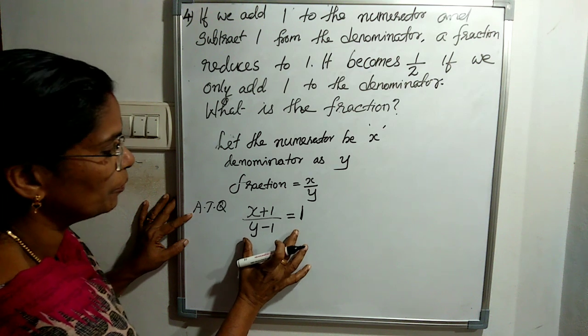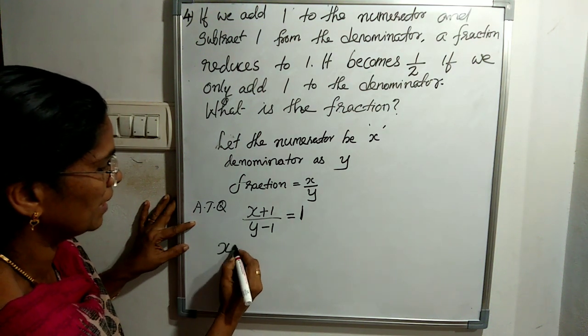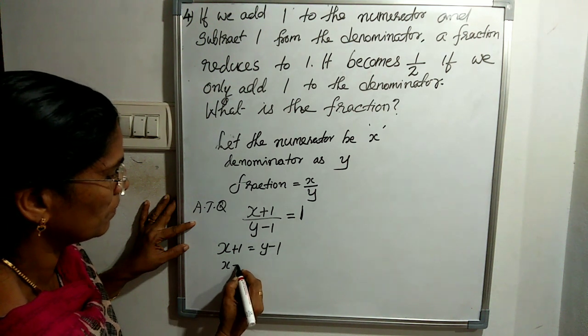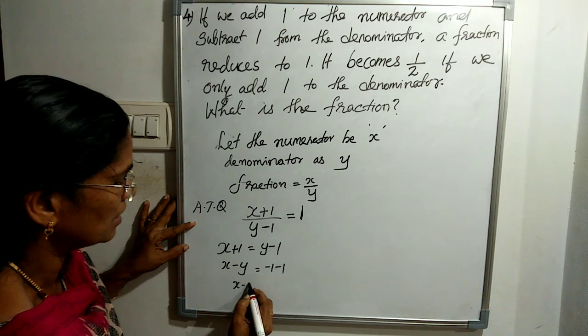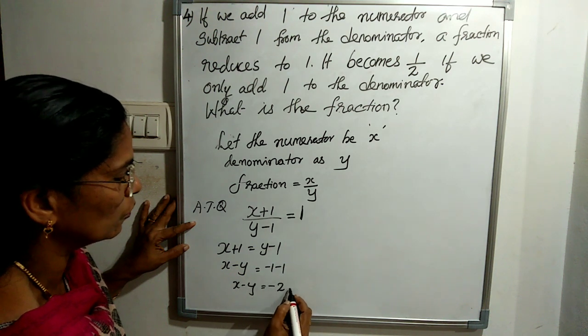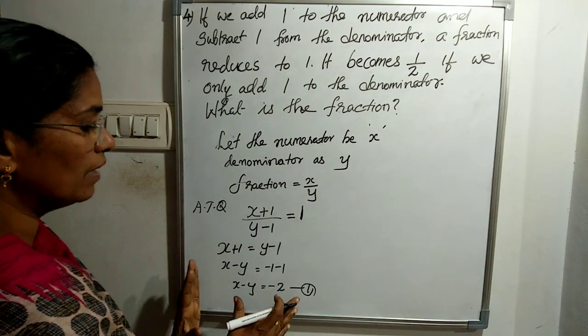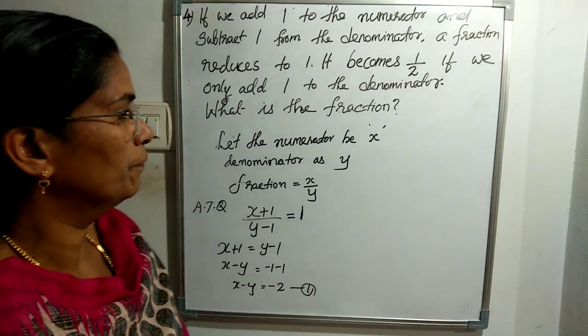Now first you have to make this an equation. Just cross multiply. Then we will get x plus 1 equal to y minus 1, or x minus y is equal to minus 1 minus 1. This is x minus y equal to minus 2. This we can write as equation 1. First we are making the linear equation in 2 variables.